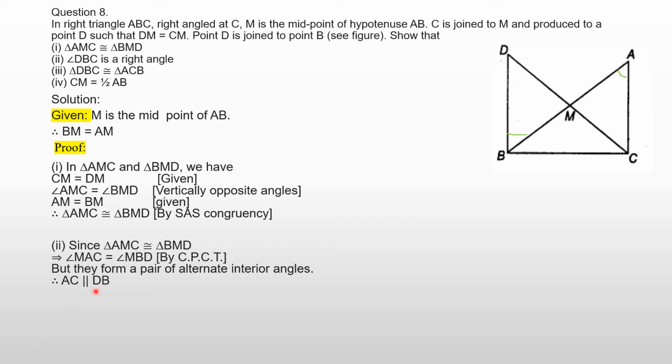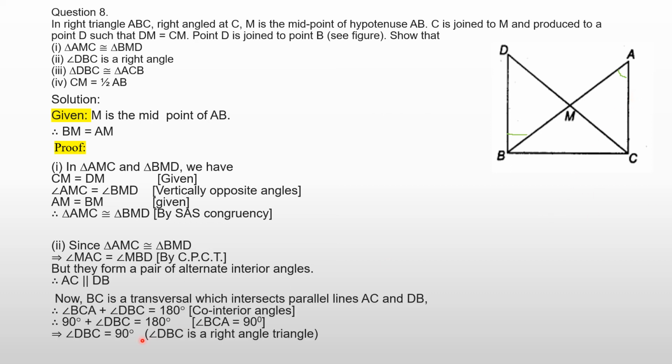We are using the converse of that theorem. If lines are parallel, then alternate interior angles are equal. If alternate interior angles are equal, then lines are parallel. Now see, these two lines are parallel. BC is a transversal. Then these two angles are co-interior angles. So the sum of co-interior angles is 180.